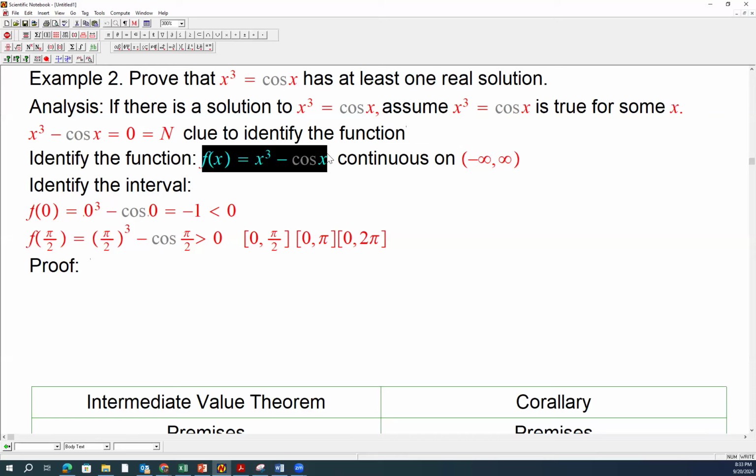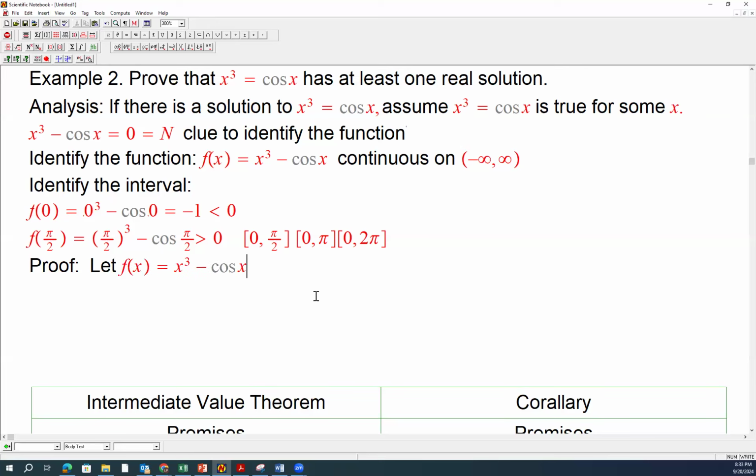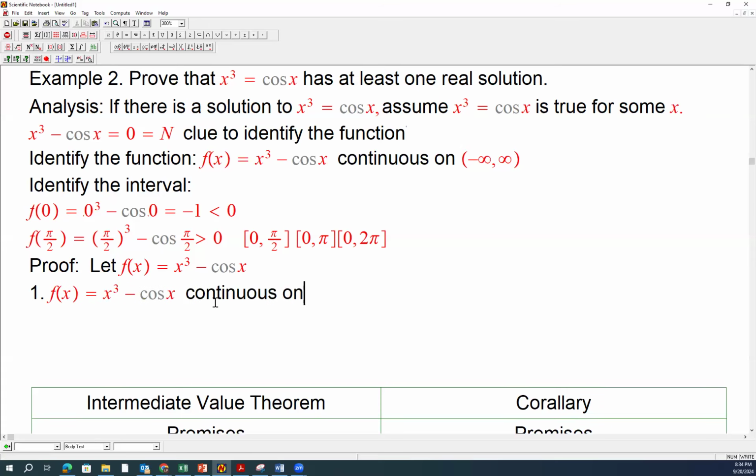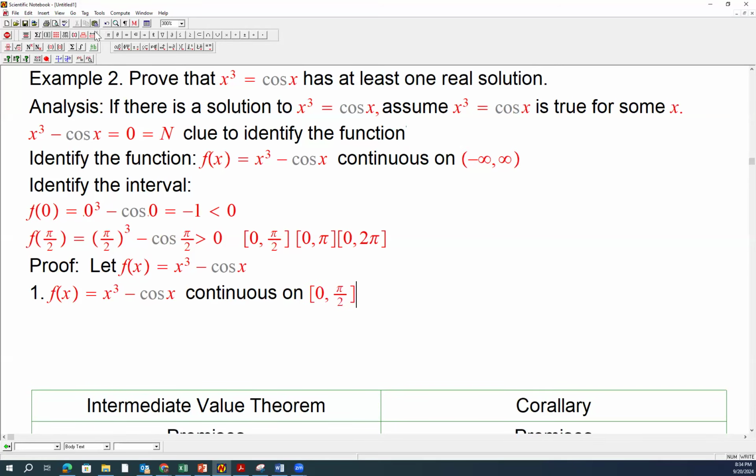We have identified the function. So we say, okay, let the function be such, then I'm going to say this function is continuous. Continuous where? Continuous on a closed interval. You can choose any one of these. So I'm going to choose 0 to pi over 2. Can you say it's continuous on negative infinity to positive infinity?